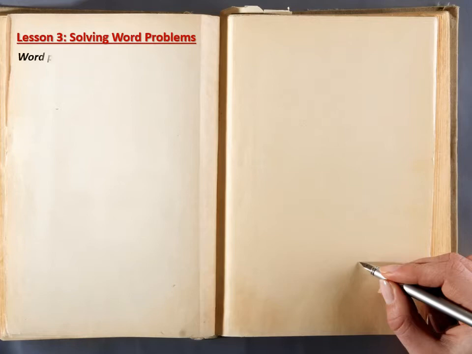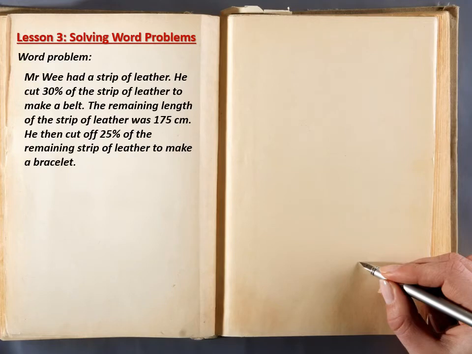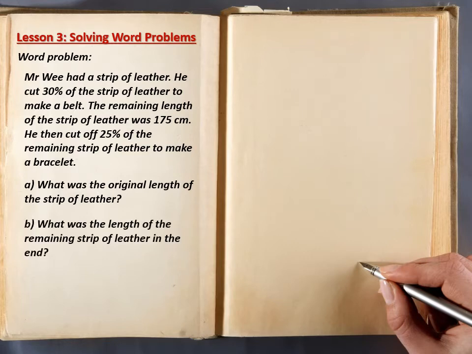Now go to another example. Look at the word problem. Mr. V had a strip of leather. He cut 30% of the strip of leather to make a belt. The remaining length of the strip of leather was 175 centimeters. He then cut off 25% of the remaining strip of leather to make a bracelet. Question A. What was the original length of the strip of leather? Question B. What was the length of the remaining strip of leather in the end?